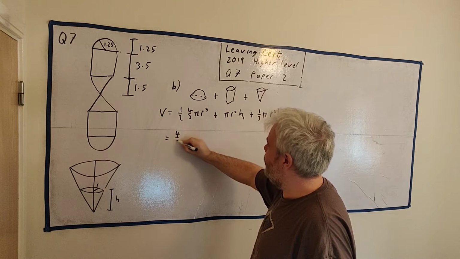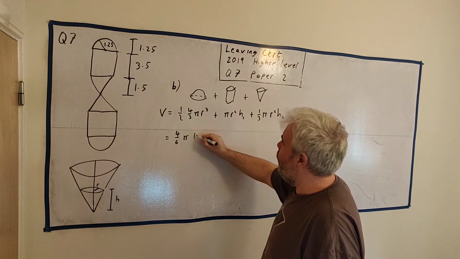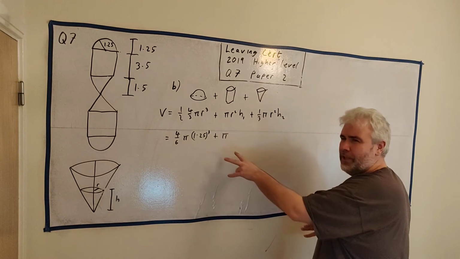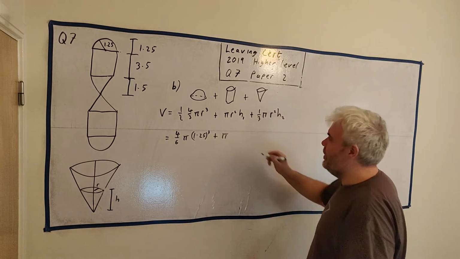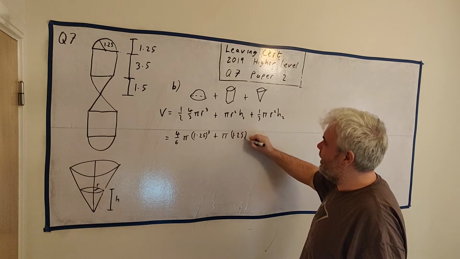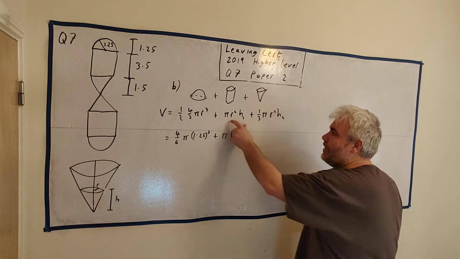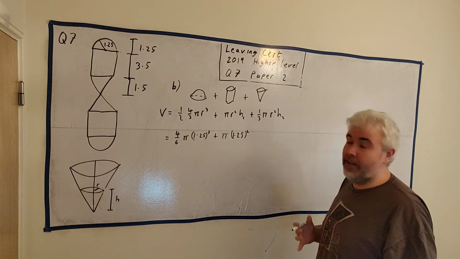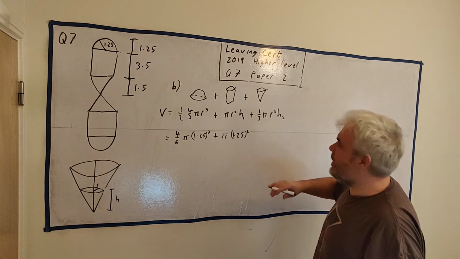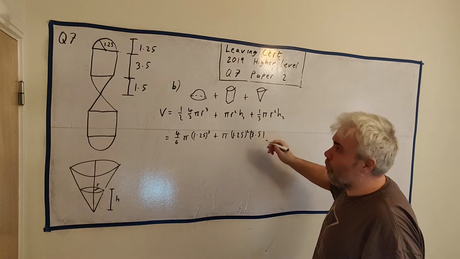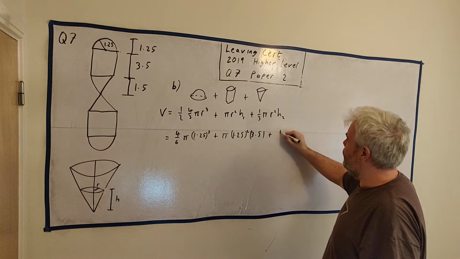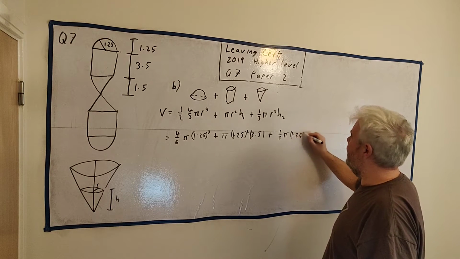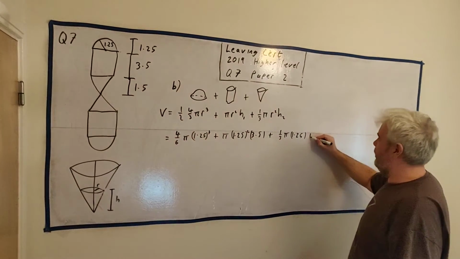We get 4/6 pi 1.25 cubed plus pi. I'm doing this, by the way, because we could do it all in the calculator. I'm doing this all the way just to show the examiner exactly what I'm putting in. I need to show the examiner that I put the right numbers into the right places, because that will get you lots of marks if you make a mistake in your calculator. If you use the calculator correctly, you're fine, but we all make mistakes from time to time. So plus 1/3 pi, 1.25 again, and the height of the cone is 1.5.